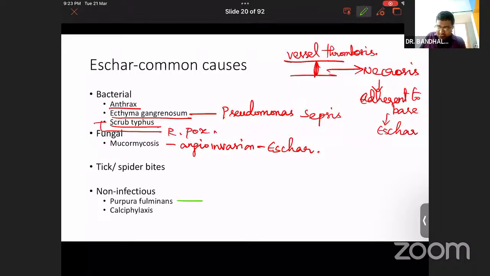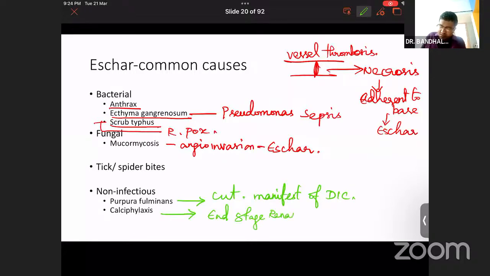Like in non-infectious, purpura fulminans, which is a cutaneous manifestation of DIC, disseminated intravascular coagulation. Second is calciphylaxis, which is common in end-stage renal disease. These also can lead to eschar.